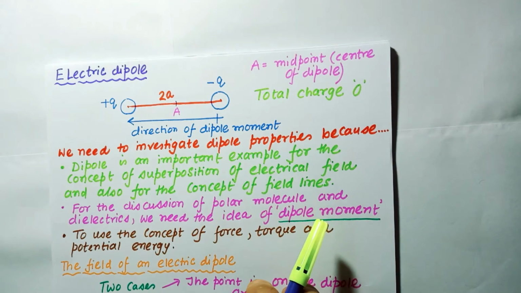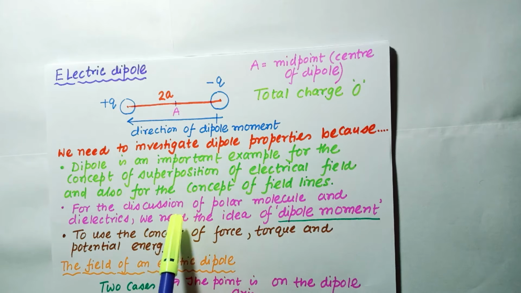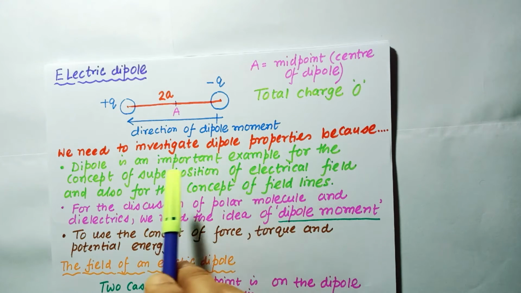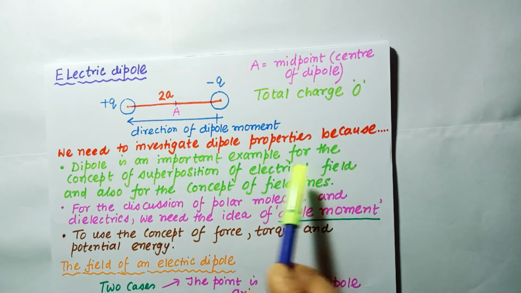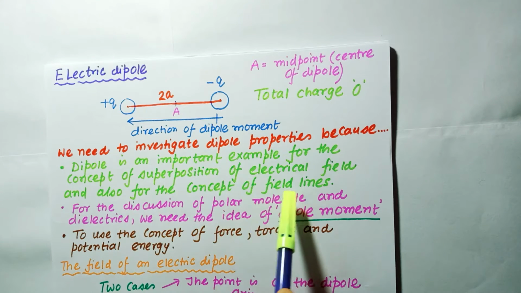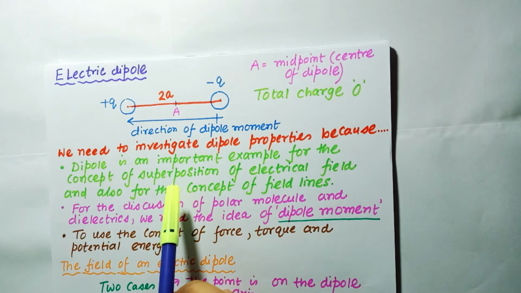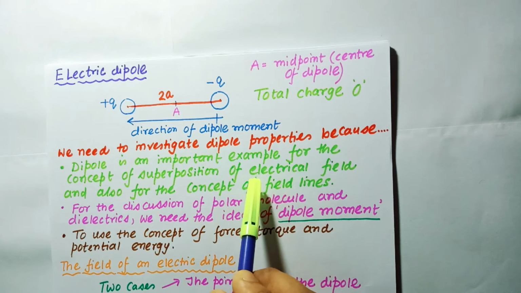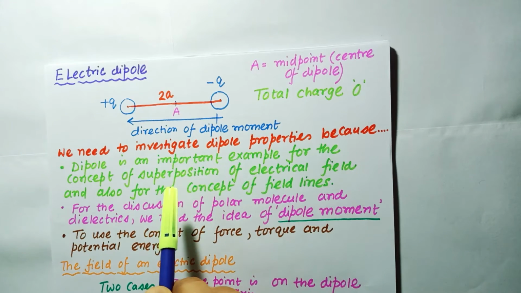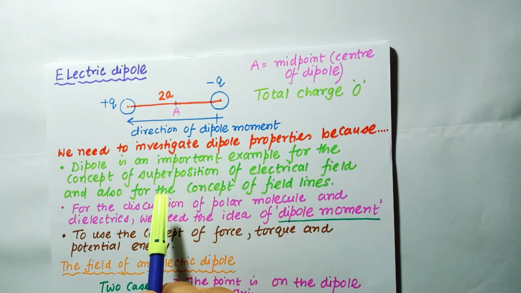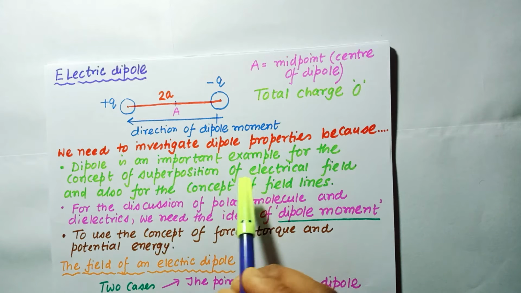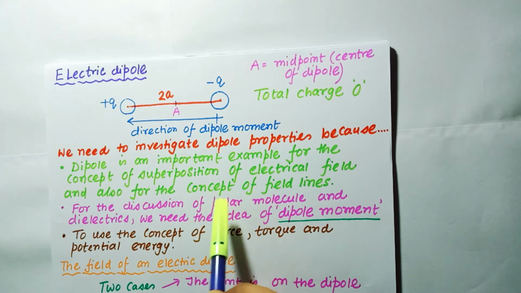So our first discussion will be why we should deal with the electric dipole and try to investigate its electrical properties. This is because the dipole is an important example for the concept of the superposition of electric fields, and also for the concept of electric field and field lines, because the dipole has equal and opposite charges plus q and minus q. So in the electric field calculation there will be contribution from both charges. So there is the involvement of the superposition principle, and for the different types of charges there will be two different types of field lines.